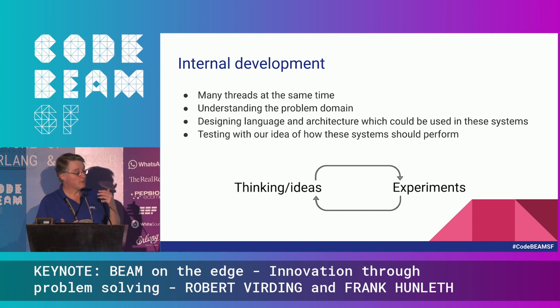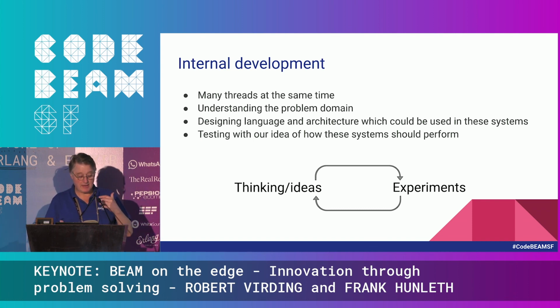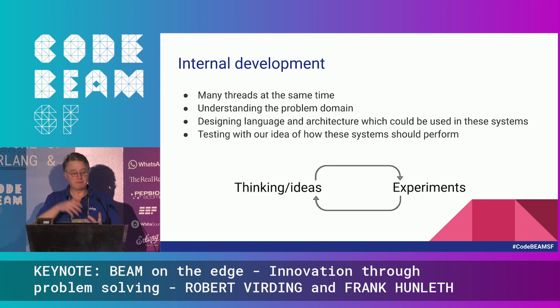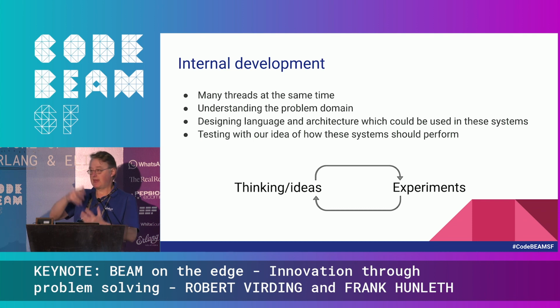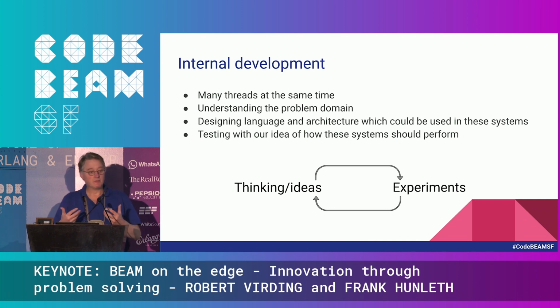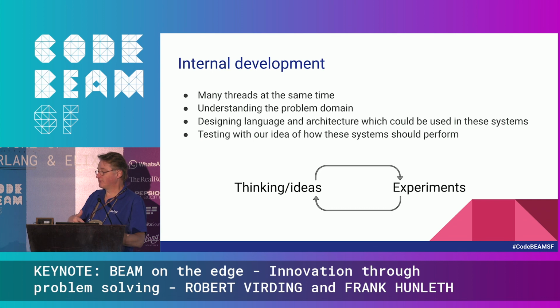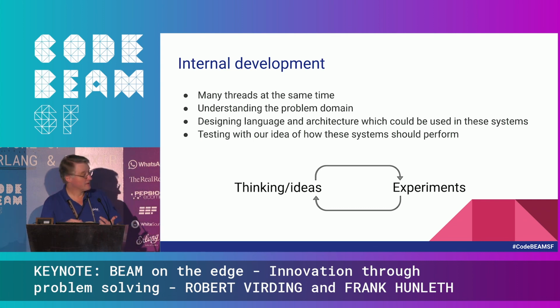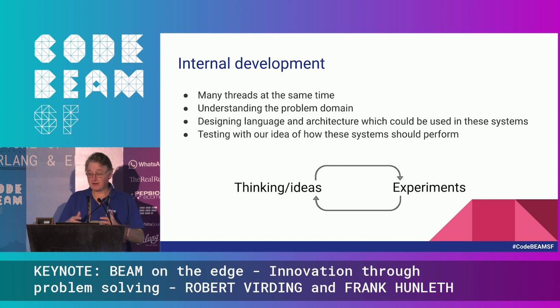So the problem was that we had to work out a language and an architecture at the same time. So if we put features in the language, can we use these in the architecture to build the type of systems we want? And that gives us both thinking of how the language should be, what the architecture should be, how the problem domain relates to these type of architectures, things like this. So we're working at all these levels at the same time, right? That's what the diagram here with the thinking, the ideas, and the experiments.